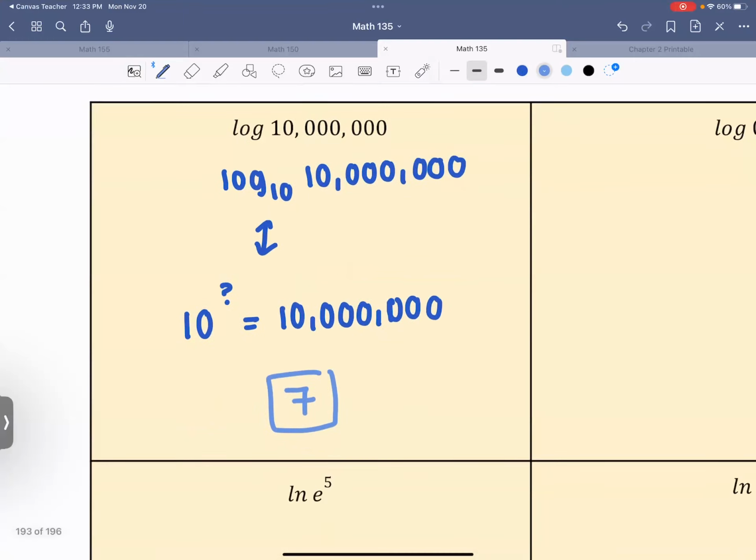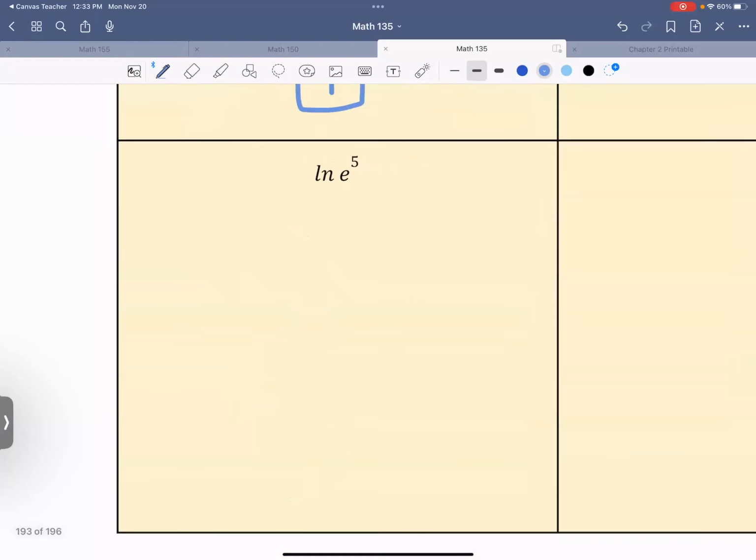Let's go down to ln of e to the 5th. Now, remember, ln is log base e, right? So we can write this as log base e of e to the 5th. And there are two ways I like to think about doing this problem, so I'm going to split this in half.